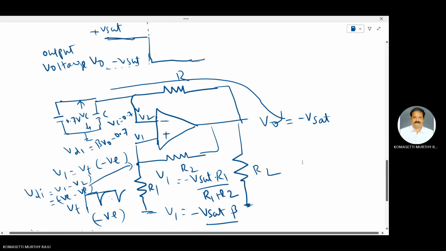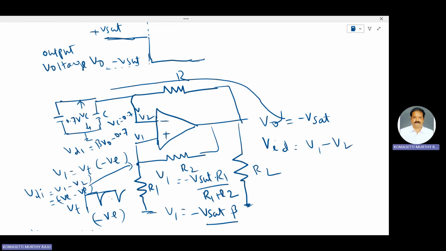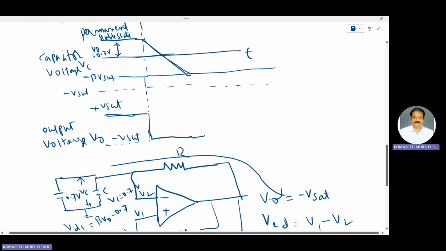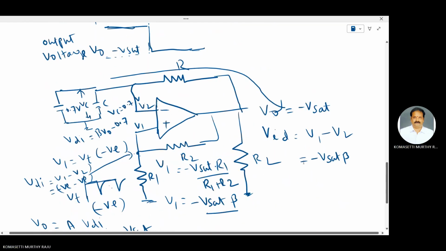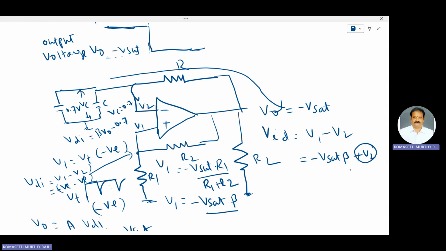Therefore, V1 is minus beta Vset. V2 just crosses minus beta Vset negatively. Negative into negative is positive. Therefore, V2 is greater than minus beta Vset, so VID is positive.